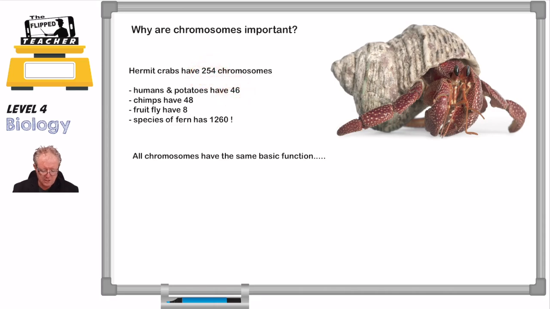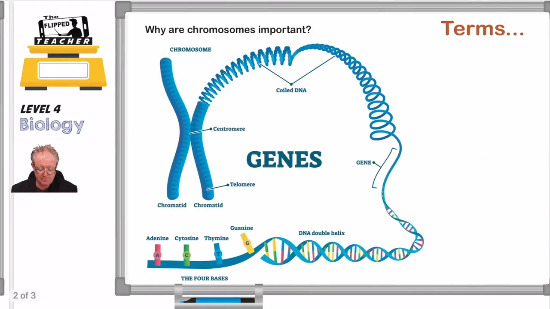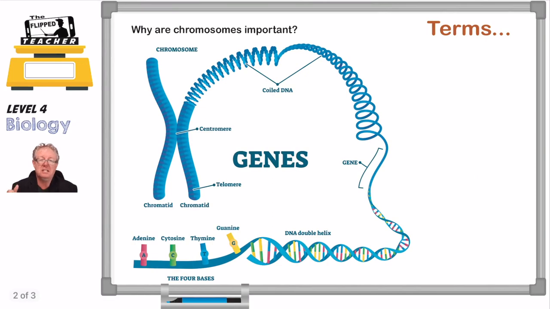So it's pretty cool. So these chromosomes all have the basic function. And the basic function is that they allow the transfer of genetic information from one generation to the next. So let's write that down. Okay, so they transfer the information from an individual to their offspring to allow the continuation of the species. So that's one of the fundamental important points there when we're connecting it with evolution.